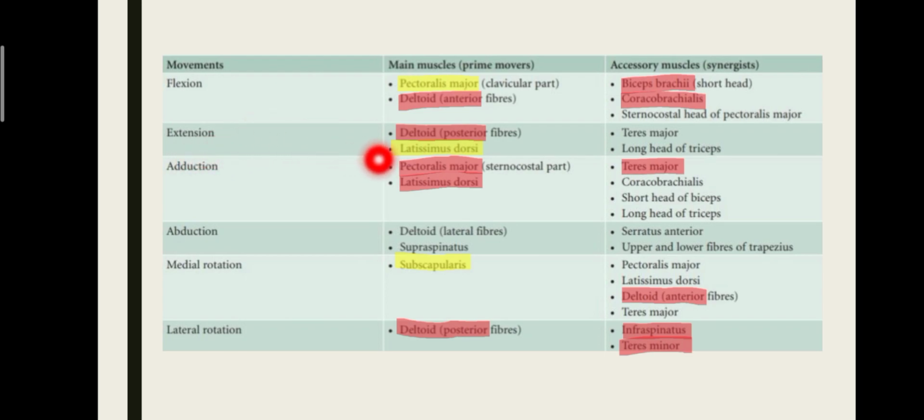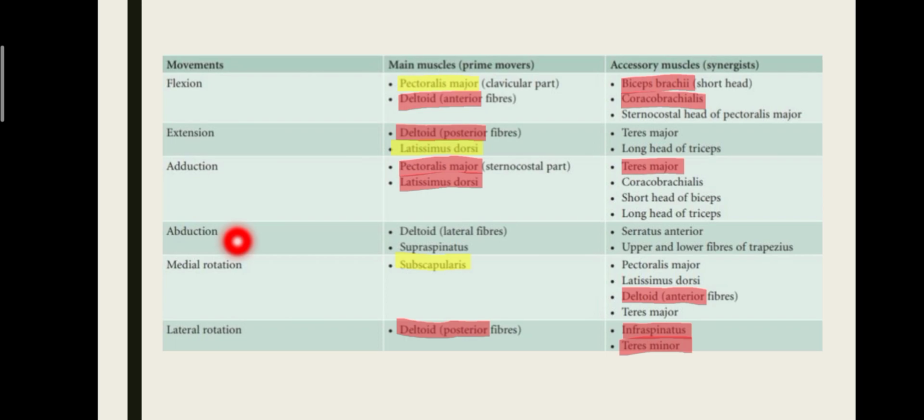For extension, latissimus dorsi is the most important muscle, and the other muscle that assists is your posterior fibers of deltoid. For extension, it is these two. Okay, latissimus dorsi and posterior fibers of deltoid. For adduction, you need to write three muscles: pectoralis major, latissimus dorsi and teres major. So these three muscles for your adduction.